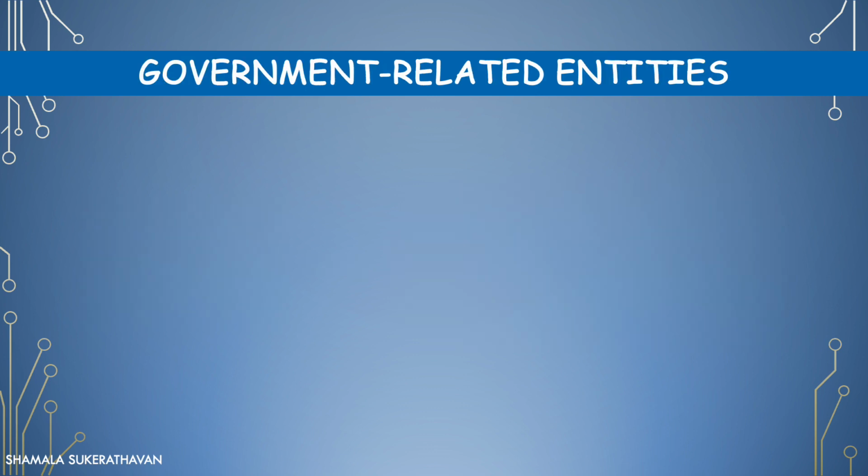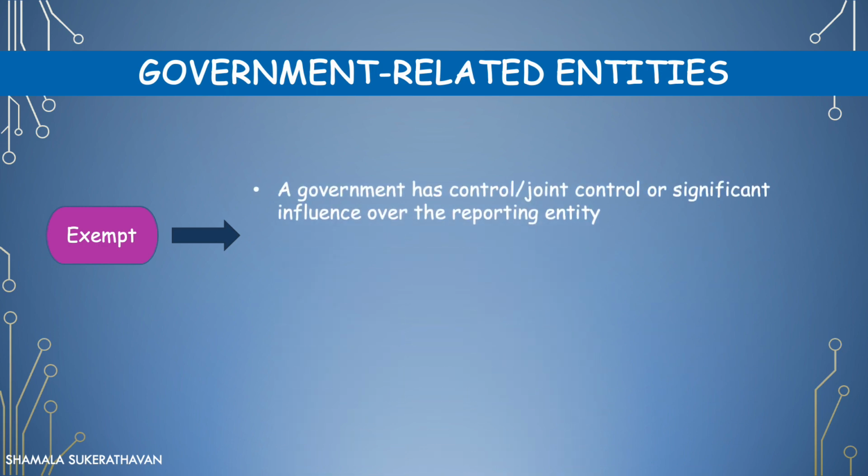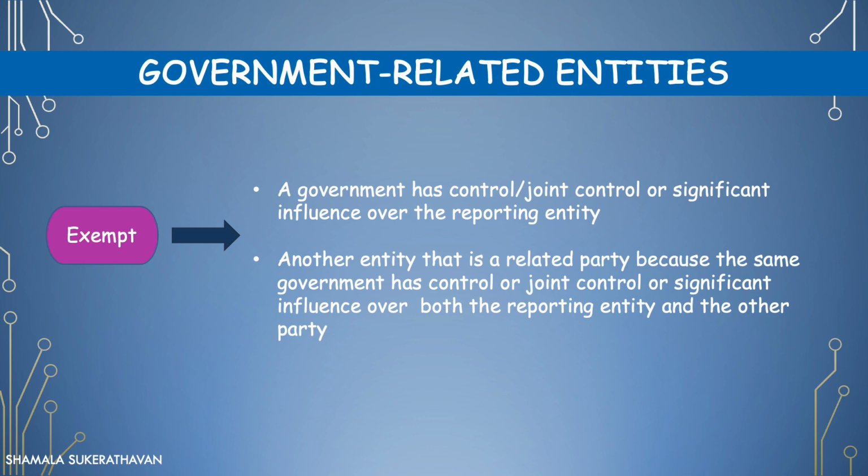A reporting entity is exempt from the disclosures in relation to related party transactions and outstanding balances, including commitments with 1. A government that has control or joint control or significant influence over the reporting entity, 2. Another entity that is a related party because the same government has control or joint control or significant influence over both the reporting entity and the other party.